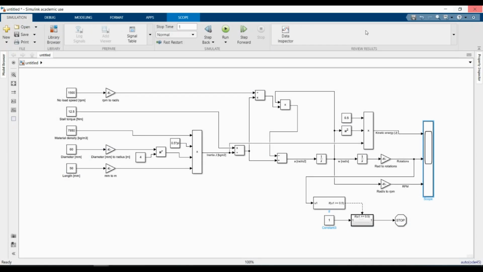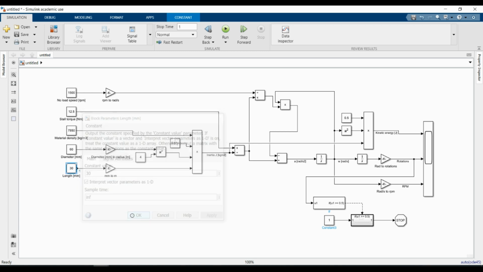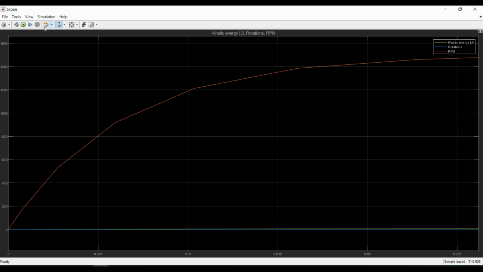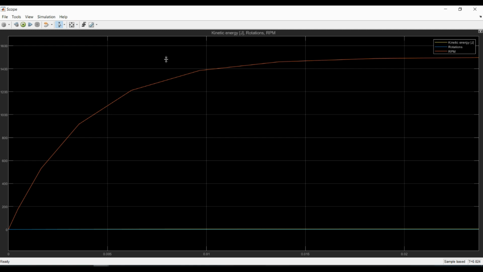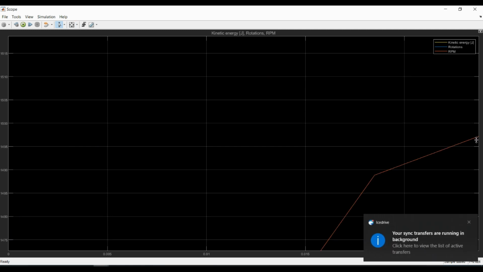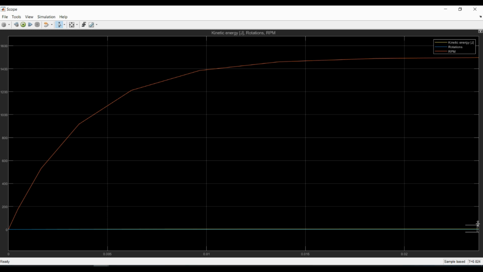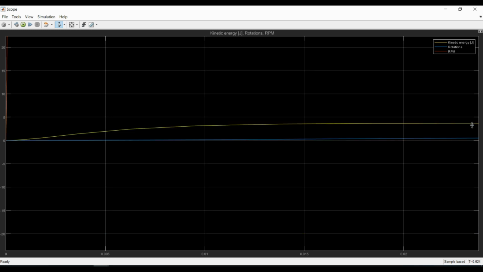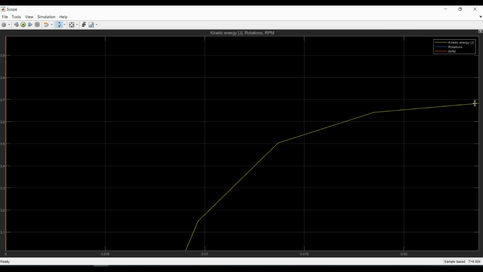Now we reduce the flywheel length by 20 mm to a length of 30 mm and run the simulation again. If we zoom in on the speed, it shows a maximum of 1497 RPM, which is almost the limit. The kinetic energy is about 3.7 joules, which is less than the first simulation.